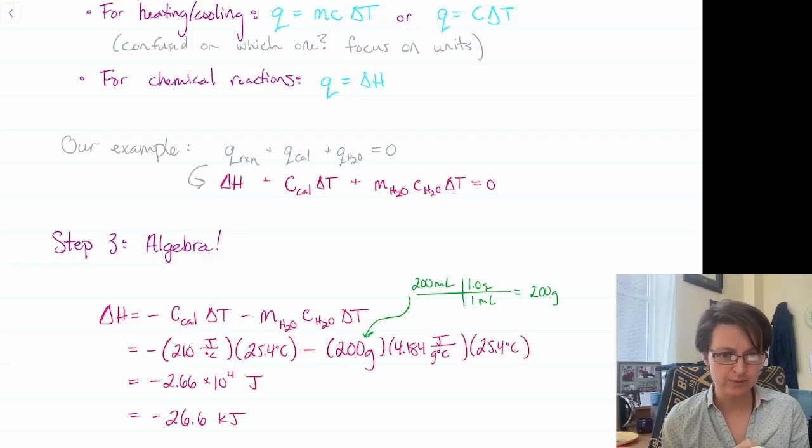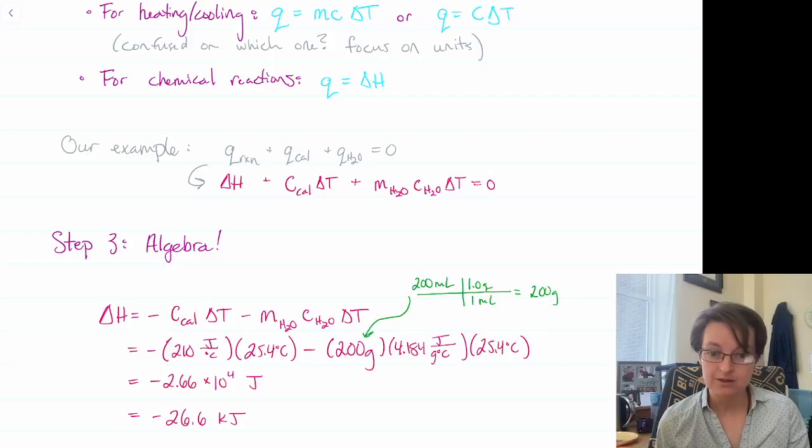The only one that's a little bit tricky is we were told not the grams of water, which is what we're looking to plug in, but actually the milliliters of water, the volume. And so why did they give us the density? We need to use the density real quick so that we can convert from milliliters to grams. And because the density is 1 for water, this tells us that 200 milliliters of water is equal to 200 grams of water as well.